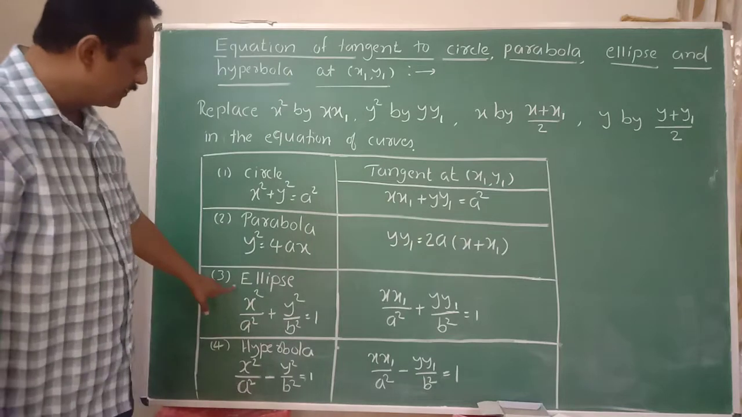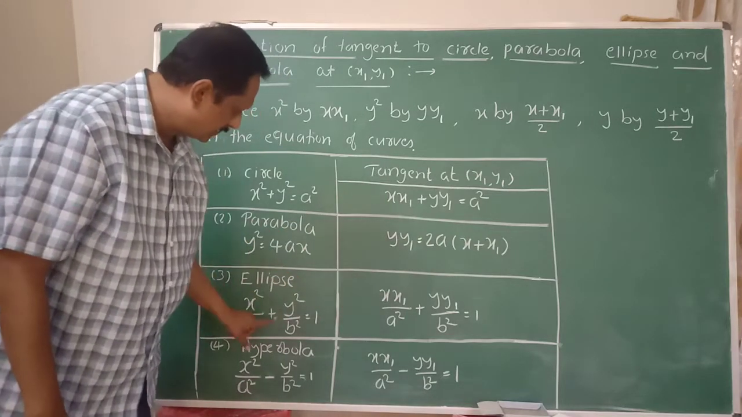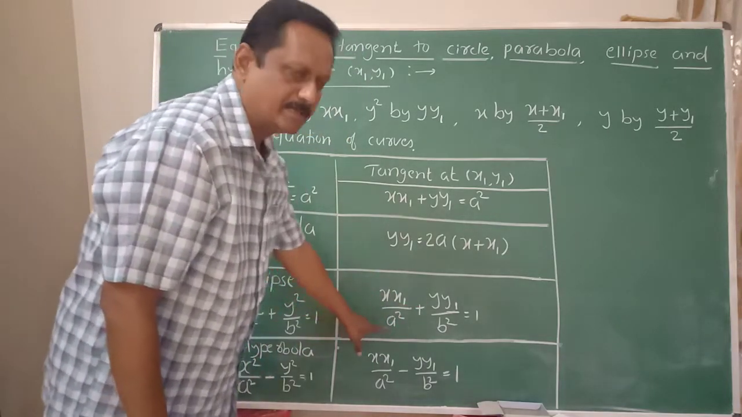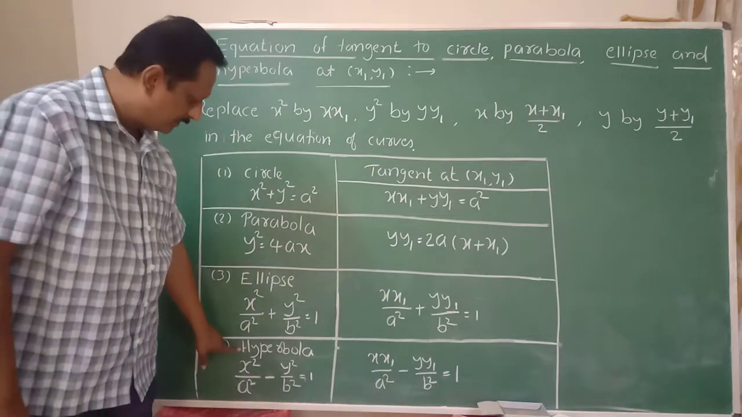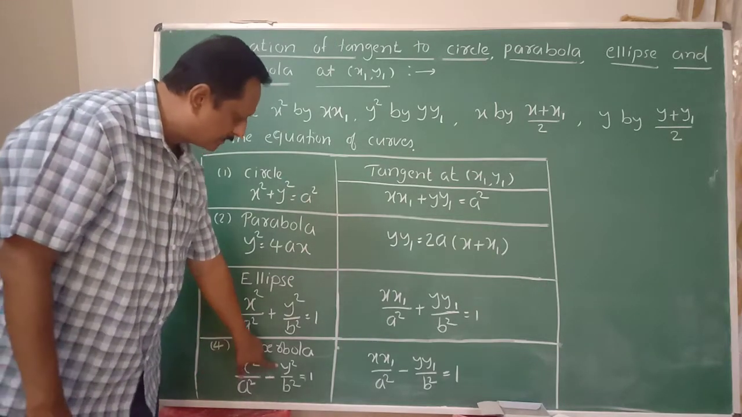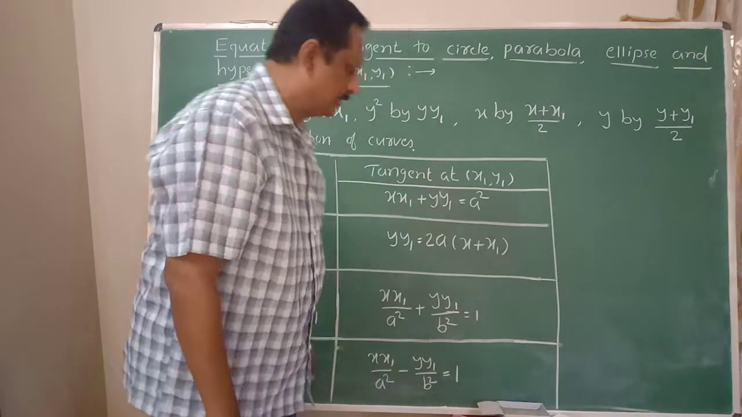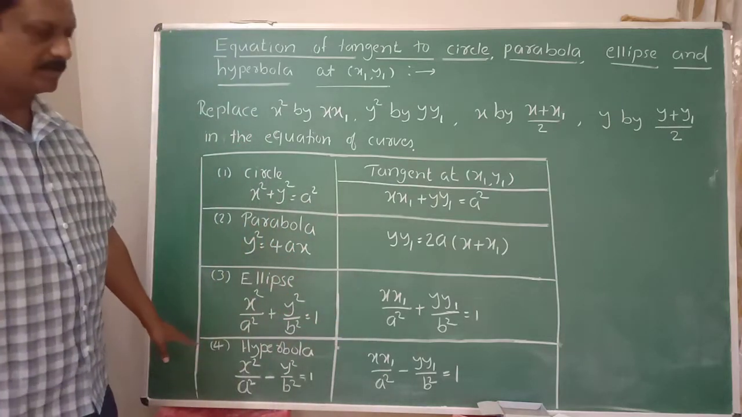Then the equation of ellipse is this. Replace x square by x x1 and replace y square by y y1. Then keep the denominator terms as they are. Then this becomes a tangent. Again for the hyperbola, replace x square by x x1, y square by y y1. Keep the denominators a square, b square as they are, equal to 1. Then this becomes a tangent to this hyperbola.